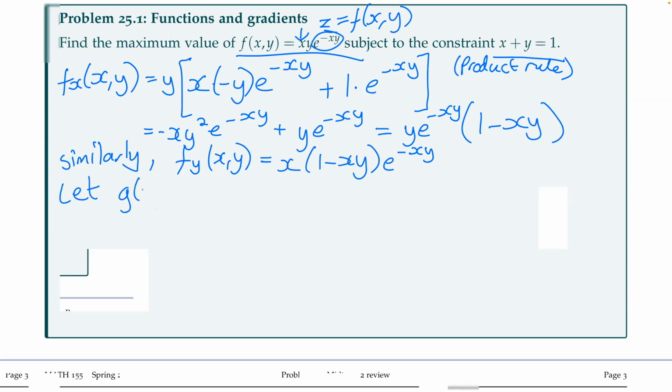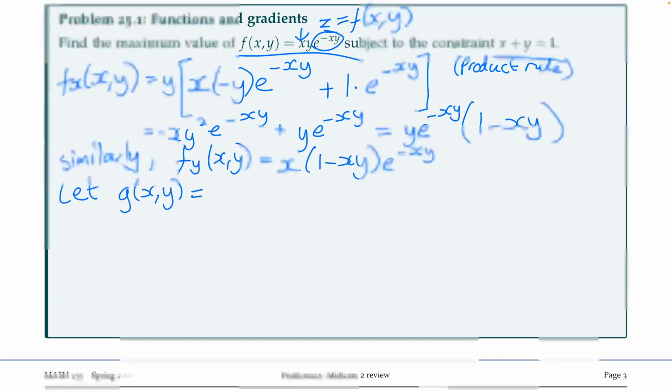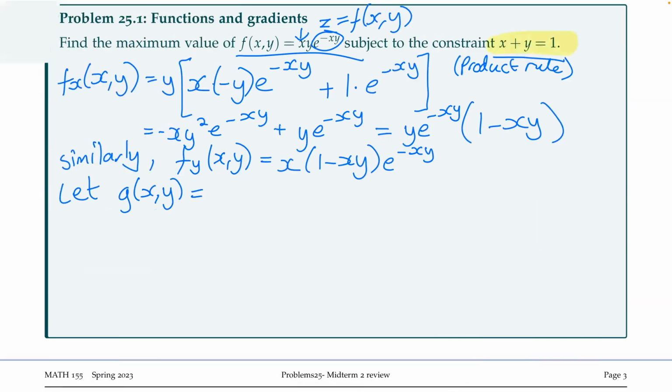So I'm going to let g of x,y be my constraint. We've got our constraint up here, x plus y is equal to 1. That means I'm going to write this as x plus y minus 1. Okay. In the IQ, a lot of people wrote g of x,y is equal to x plus y is equal to 1. But our constraint has to be equal to 0. So we need to put everything on the same side.